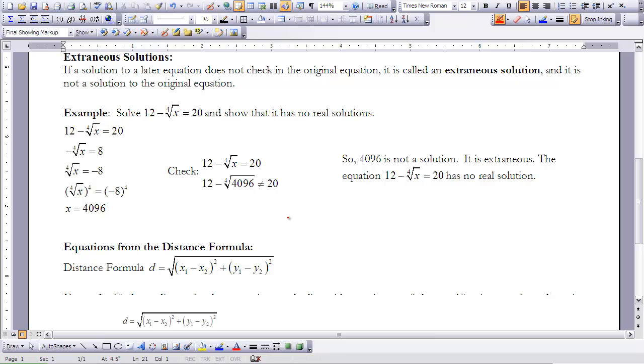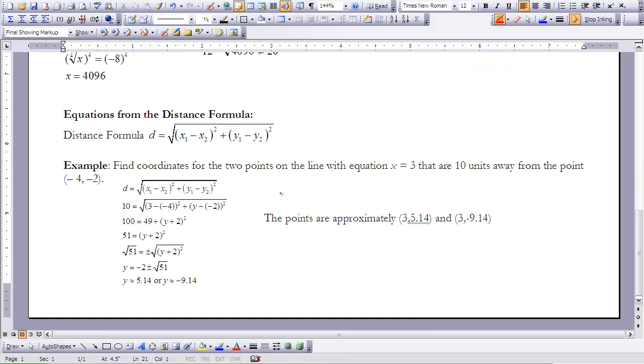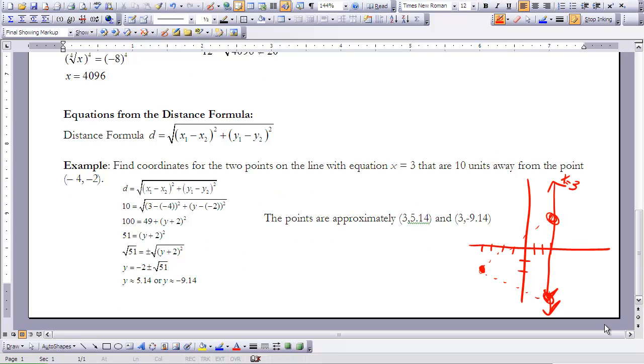Let's take a look at the next example here. The last part of this lesson is working with equations with the distance formula. The distance formula has a radical in it and lots of squared terms, so it's a perfect time to use this formula to hit on some of the concepts that have been discussed during this chapter. So we know the distance formula is d equals the square root of the difference of my x values squared plus the difference of my y values squared.